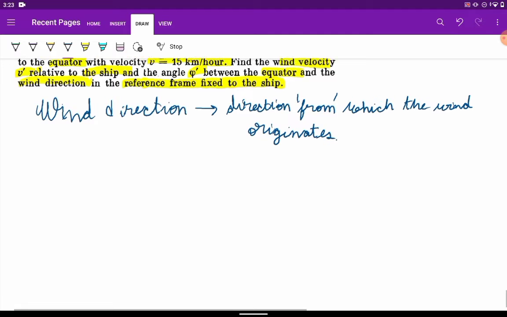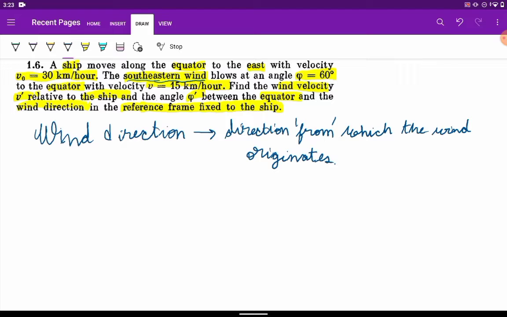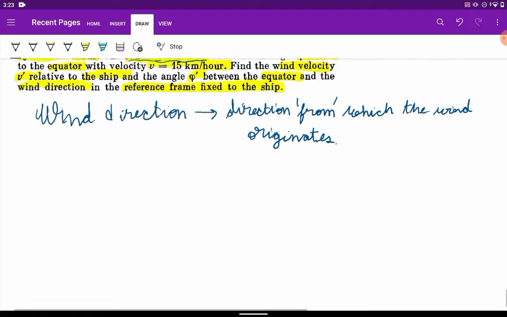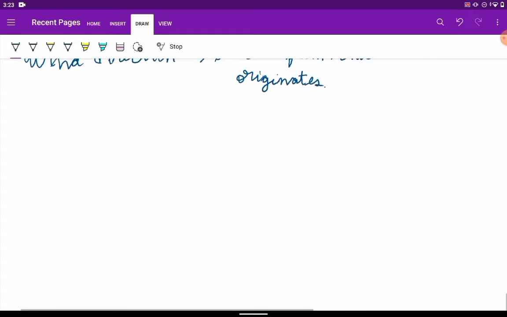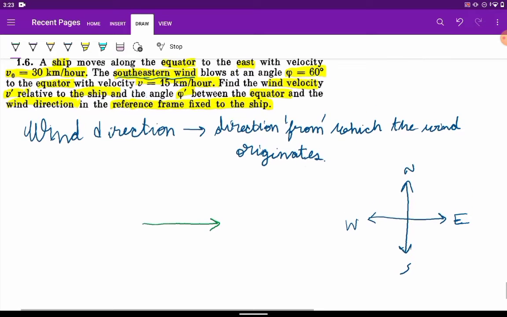Okay, so now that that's clear, let's make the vectors now. Let's draw the vectors. So the ship velocity is v naught. I'm considering this to be north, east, and of course this will be south, this would be west. So the ship is going in the east direction with a velocity of v naught.